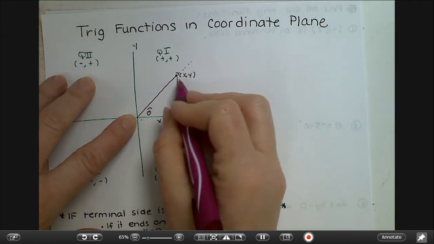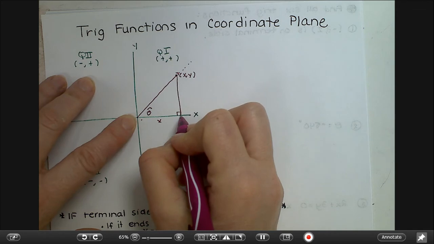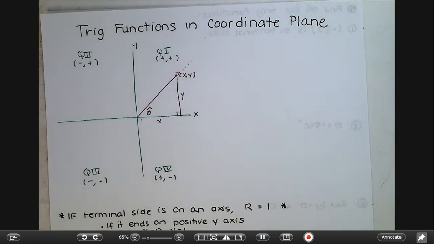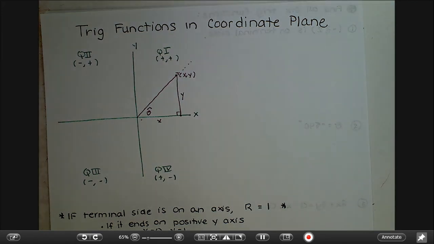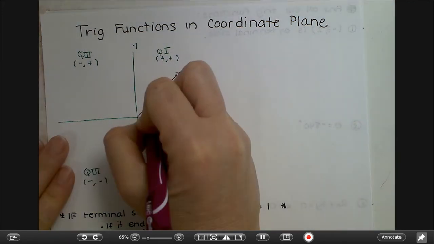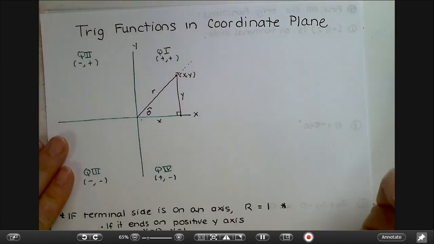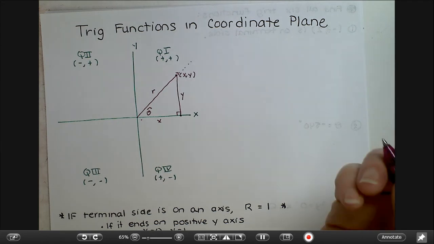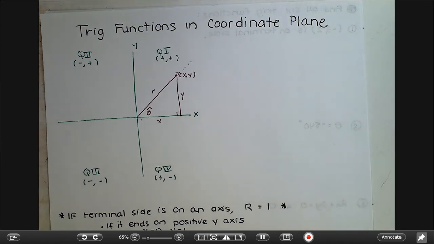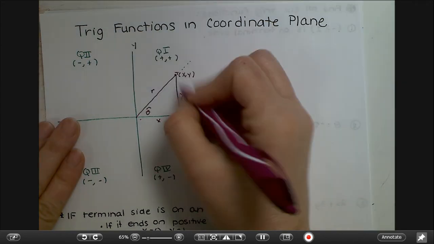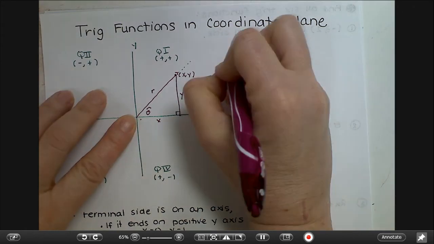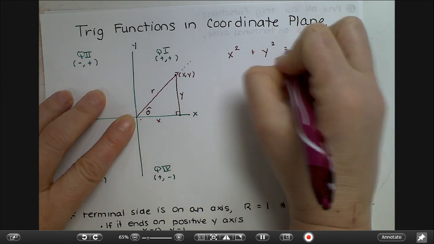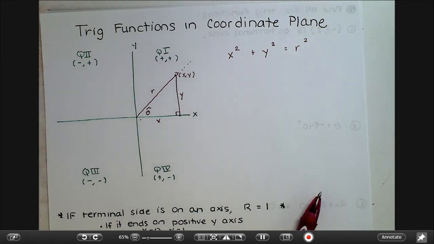So if x was 4, this would be 4 spaces. If y was 10, this would be 10 spaces. So the vertical space is the y. And then on these we call the hypotenuse r. And that's because later this is going to turn into a circle and it's radius. All right, so if we were going to solve anything, you can see we have a right triangle. We're going to use the Pythagorean theorem, but usually in the form x squared plus y squared equals r squared.